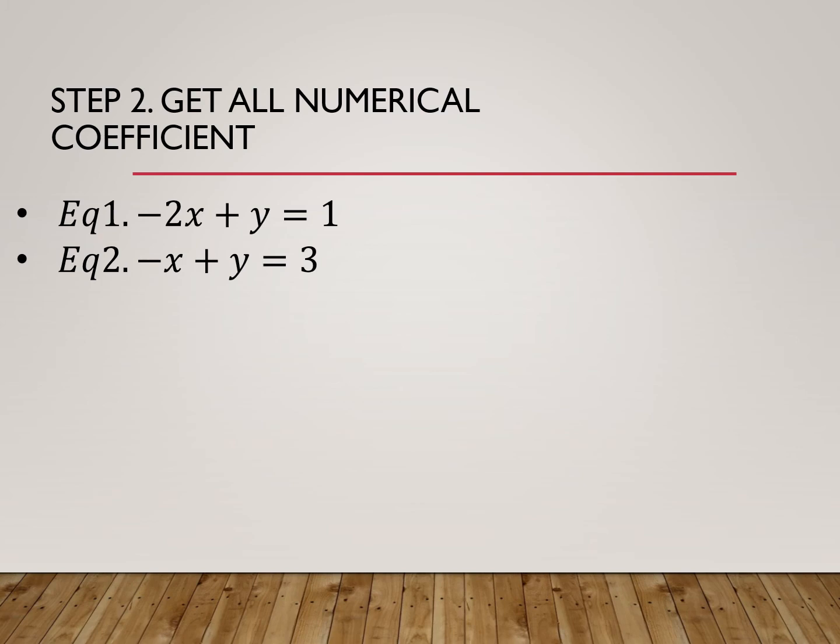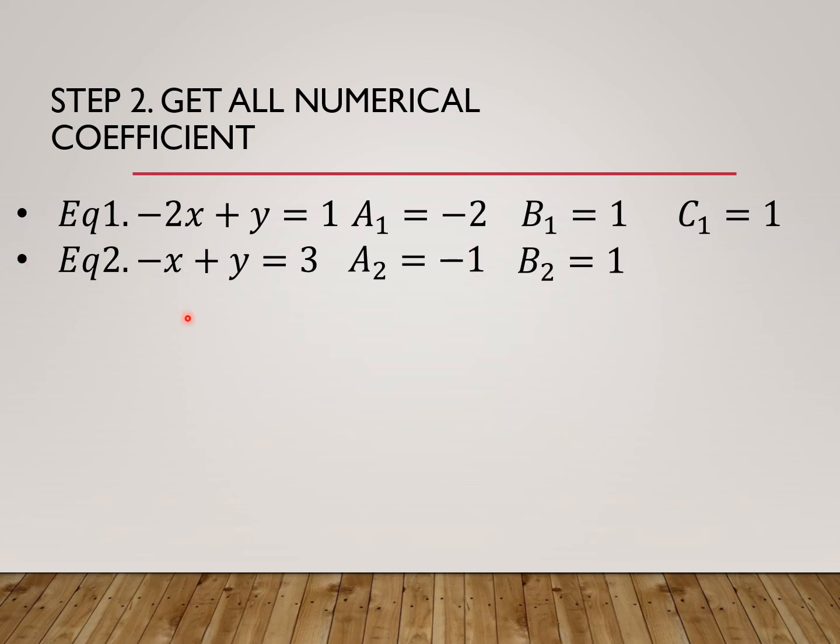So let's find first the values of a sub 1, b sub 1, and c sub 1 of the equation 1. A sub 1 is negative 2. So ito po yun. B sub 1 is 1, the numerical coefficient of y. C sub 1 is 1, the constant. Then, in the equation 2, ano po ang ating a sub 2? Very good, that is negative 1. B sub 2 is 1. C sub 2 is 3.